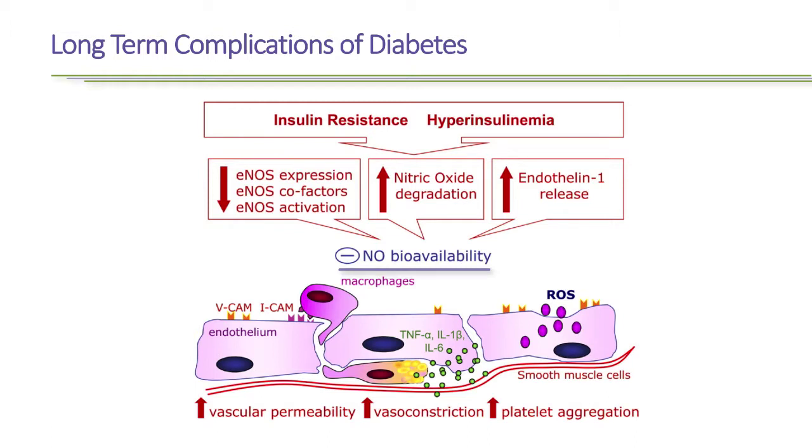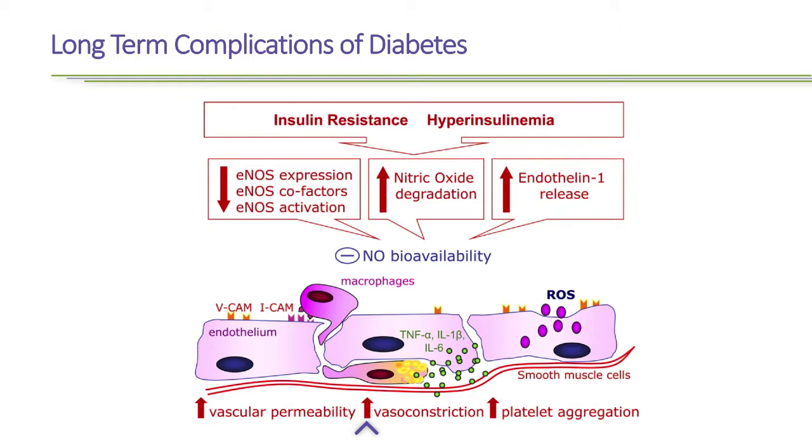With a decrease in nitric oxide, you have an upregulation of vascular cell adhesion molecules and intracellular adhesion molecules in the endothelium. So this allows macrophages to get in between the endothelial cells of the blood vessel, which increases vascular permeability. Once the macrophage gets underneath the endothelial lining, it produces inflammatory cytokines such as tumor necrosis factor alpha, interleukin-1 beta, and interleukin-6, and all of this causes vasoconstriction and hence high blood pressure.